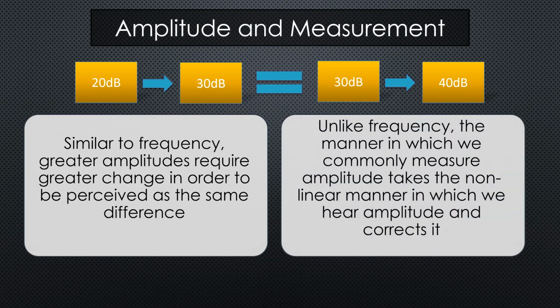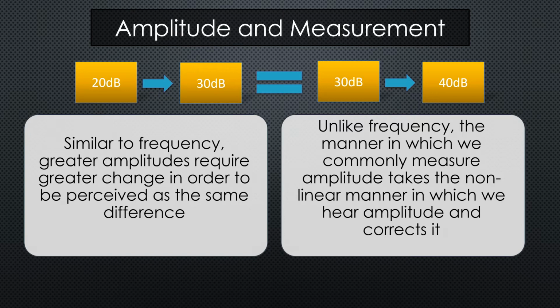So unlike frequency though, the manner in which we commonly measure amplitude takes this nonlinear manner in which we hear amplitude and it corrects it, which is great. So when we're discussing frequency and we are discussing hertz, the measurement and label of hertz is unfortunately a linear measurement. So we have to keep in mind the fact that we don't perceive frequency linearly. When we are talking about amplitude, we use dB or decibels, which is a term you might be familiar with for helping to measure amplitude and loudness. The decibel system takes into account this non-linear perception of sound.